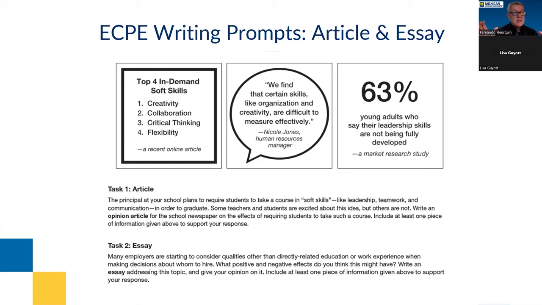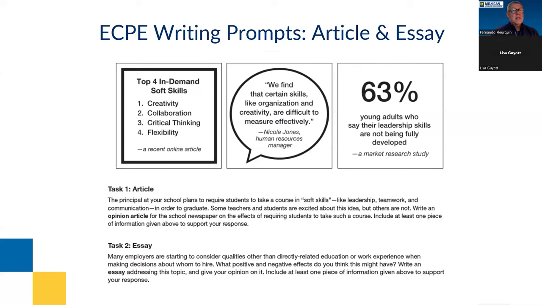So you have the context about this particular situation. Some people agree with it, others don't. You have to write an opinion article. You have to provide your opinion clearly. The audience is the school newspaper, so it has to be a formal article for the school newspaper on the effects of requiring students to take such a course, incorporating at least one of those three sources as part of your response.